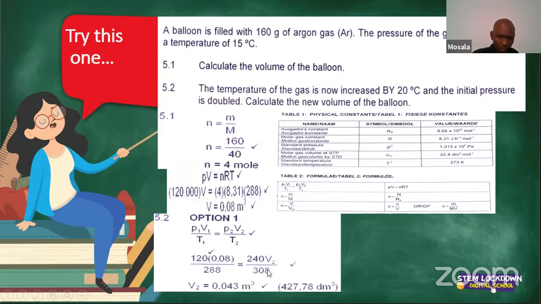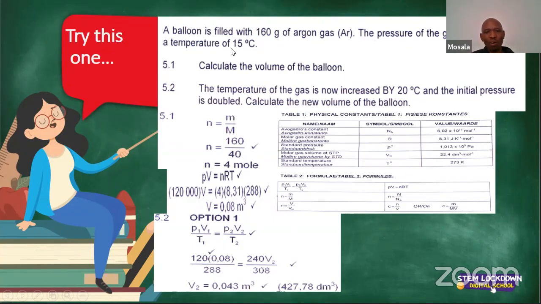Because all of them are in kilopascals, we are multiplying by 1,000 to represent a kilo. Because 1,000 appears on both sides, it has been omitted in this calculation. Even if you include it, you'll get the same answer. Now, temperature one, we said it is 288. It comes from 15 plus 273, which gives you 288.